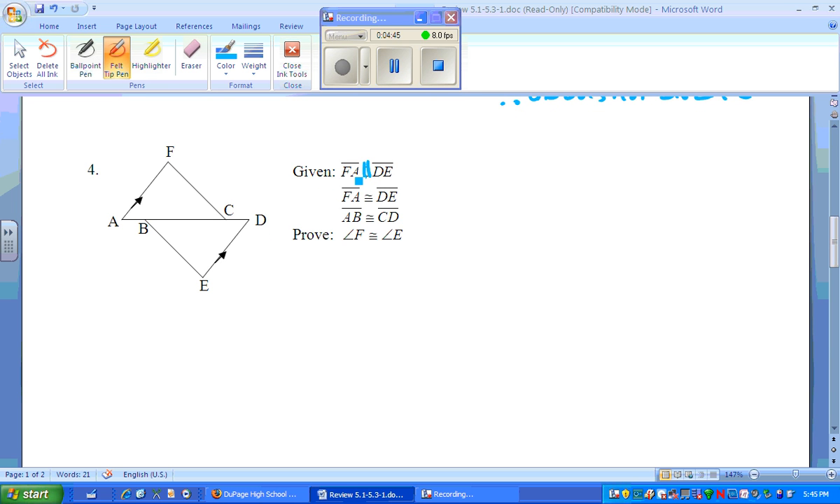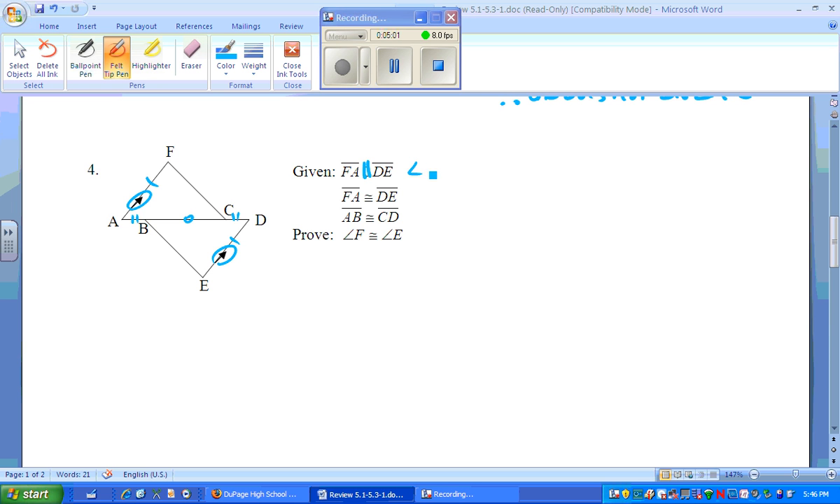Question 4, we know that FA is parallel to DE. These are parallel. We know FA is congruent to DE. We also know that AB, this little piece, is congruent to this one here. Our goal is to prove that F and E are congruent. Well, we know this piece is reflexive. We can add it to be there.